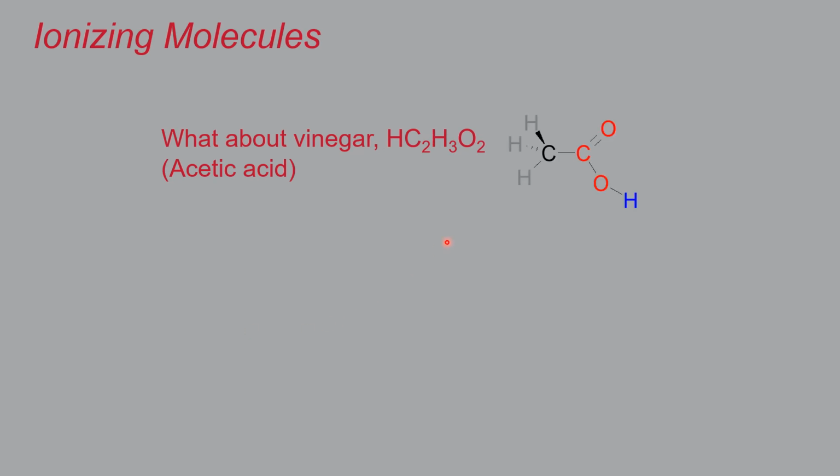Now, there is another way that ions can show up in a solution, and common vinegar, acetic acid, is an example of it. Acetic acid is a neutral molecule. This is the structure right here. We've got a carbon atom with 3 hydrogen atoms attached to it, another carbon atom that has an oxygen atom with a double bond, an oxygen atom with a single bond, and then a hydrogen atom. And this is a neutral molecule.